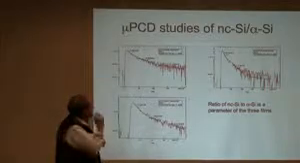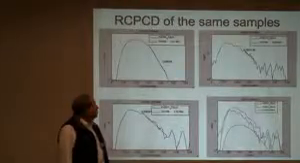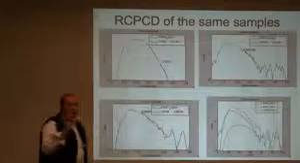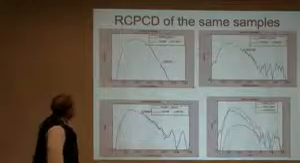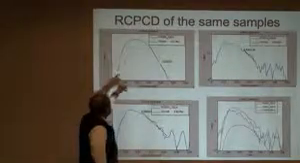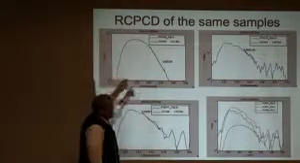The next slide was the same set of samples done on our RCPCD at School of Mines, and this was with constant excitation intensity. So the sample up here is, I think, the 60% crystalline sample.